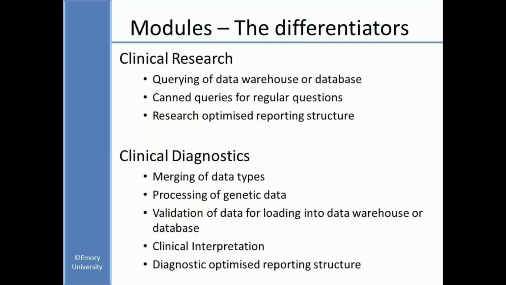So with that in mind, we set ourselves on this mission to come up with a module which allows us to do clinical research, query the data warehouse or the database, use canned queries, and ask the data different types of questions. And in the diagnostic setting, what I really want to achieve is that when a case comes into the lab, the testing is done, I bring all the data together and am able to report it in a very efficient manner.